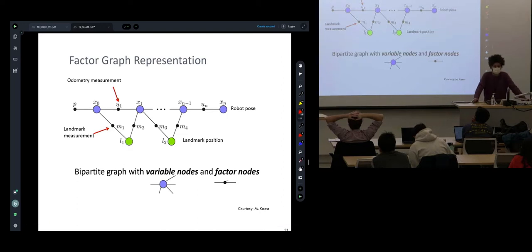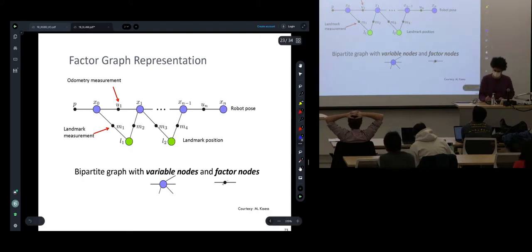It is called a bipartite graph because you can partition the graph into two parts. One part are the nodes, the variables, and the other part are the factors, the measurements. The factors and the nodes.